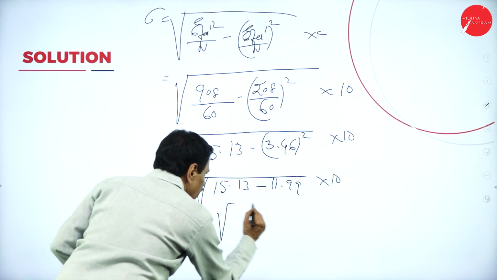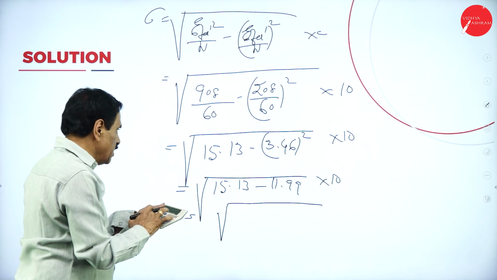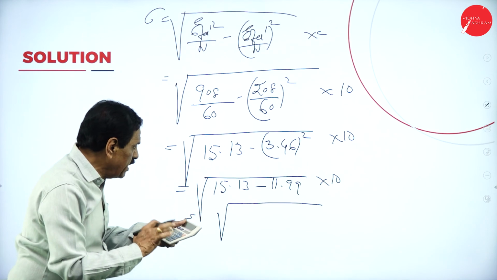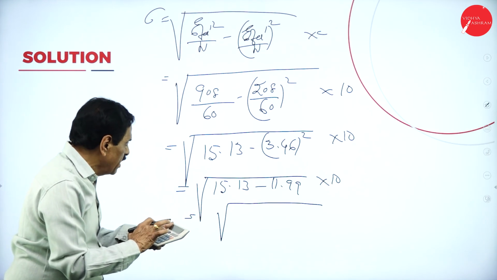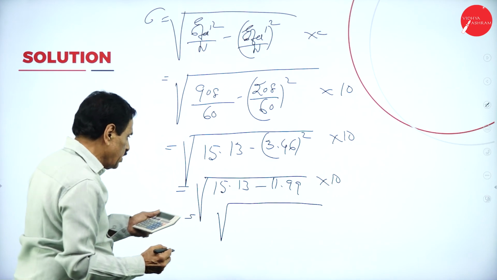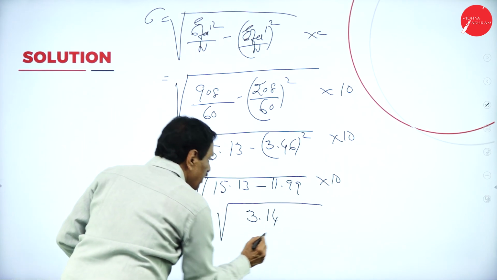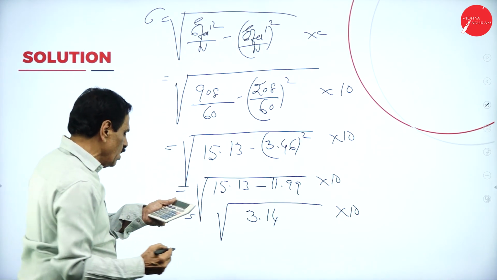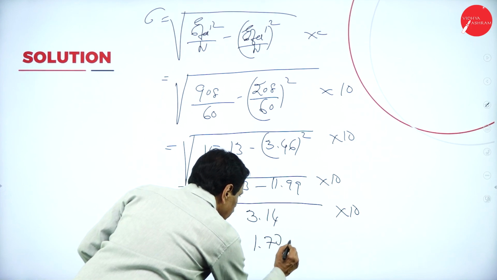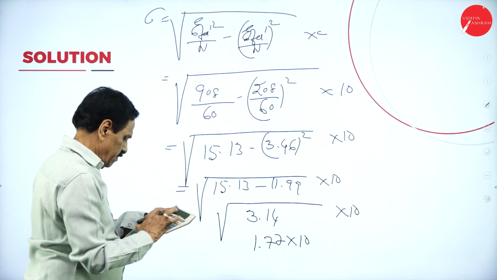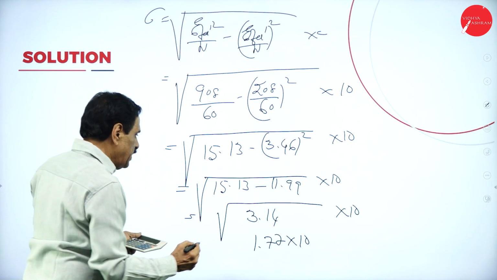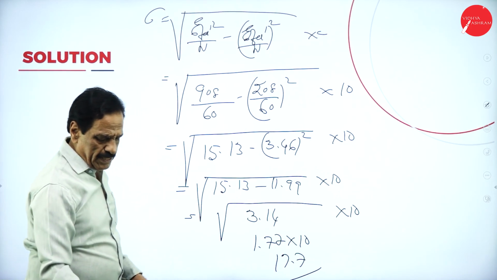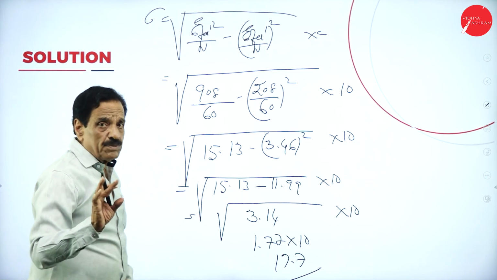Deduct: 15.13 minus 11.99 is equal to 3.14, into 10. Root of 3.14 is equal to 1.77, into 10, so 17.7. 17.7 is your answer. So I think you follow the steps.